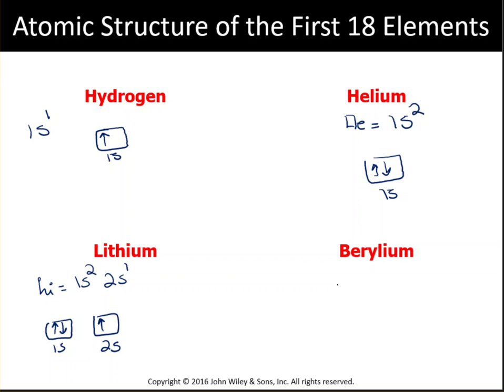Now moving on to beryllium. Beryllium has 4 electrons. Electron configuration is 1s2, 2s2. Now in terms of box diagram, since we only have s orbitals, we expect 1 box for each. In the 1s, you have 2 electrons. In the 2s, you have 2 electrons as well.